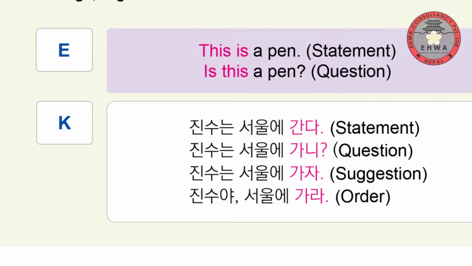statement, question, suggestion, and order, the verb is always at the end. Different verb endings make different types of sentences, such as stating a fact or opinion, statement, asking things or asking for things, question, giving recommendations, suggestion, and telling other people what to do, order.